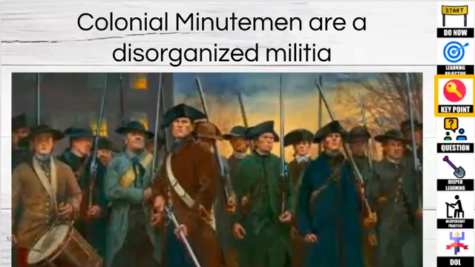A militia is like an informal army. It's a group of people who have gotten together to fight, but they don't really have any training. They don't have all the same types of weapons. They don't have matching uniforms. So the colonial Minutemen are an army, but they're not highly trained. They don't have a lot of supplies. They're kind of like a makeshift group of ragamuffins, like the island of misfit toys.